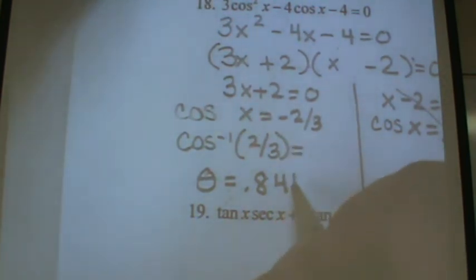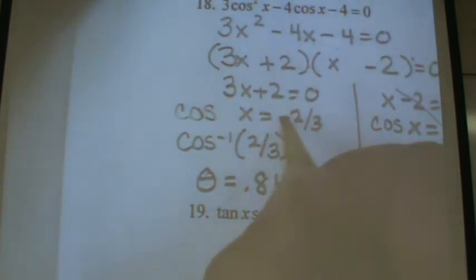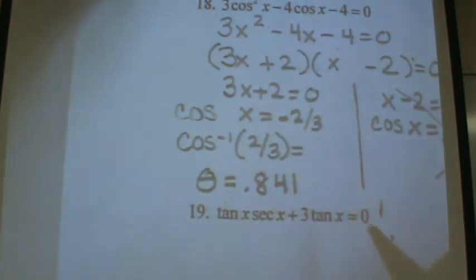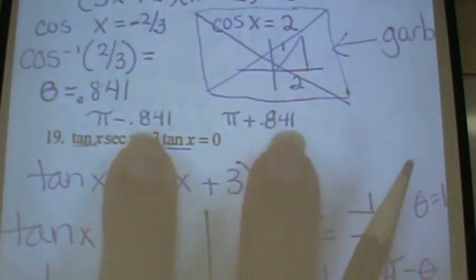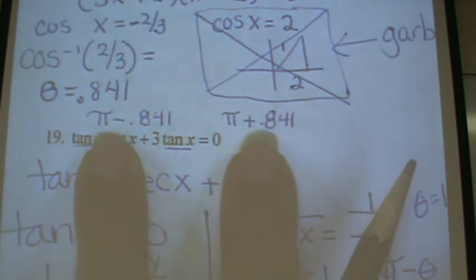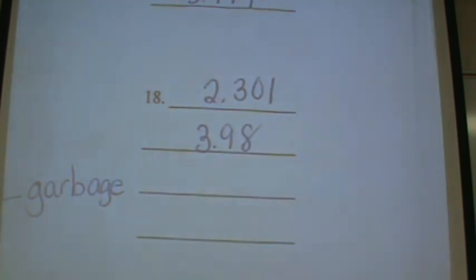Now, is that an answer? No, it's not. I need to be in what two quadrants is cosine negative? Quadrant 2 and 3. So you have to do pi minus that and pi plus that answer. So the two answers turn out to be 2.301 and 3.98. No negative answer, 0 to 2 pi.